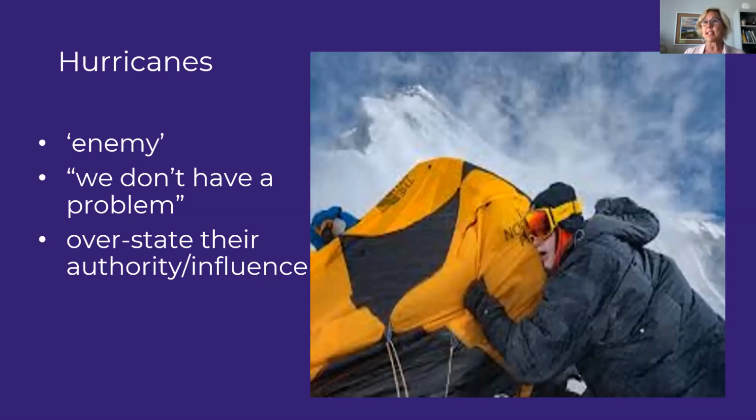A lot of times they overstate their authority and influence too. And I'm betting that everyone on the call can think of somebody in their head that overstated their authority, and how frustrating that can be. And they can often be gatekeepers too. And we can talk in another webinar, we'll talk about gatekeepers and negotiation and closing strategies.